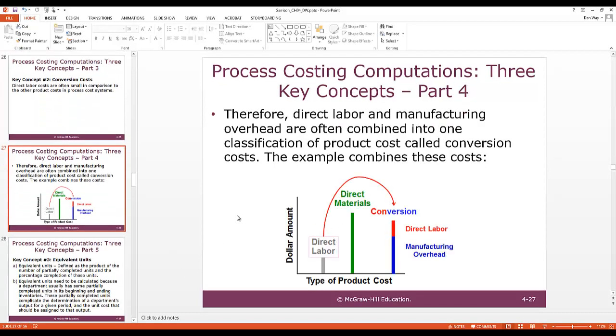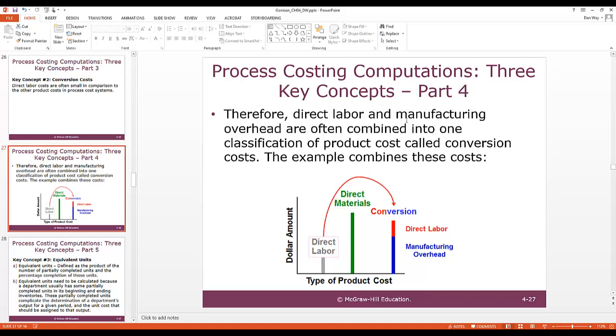So with that in mind, labor and overhead are often combined into one classification of product cost called conversion costs. And we did introduce that term earlier in the semester. So the example here combines these costs. So remember we had direct labor, direct materials, and manufacturing overhead were our three product costs. Labor plus overhead equals conversion. And then while we're here, we can refresh our memory. Direct materials and direct labor, we called those two together our prime cost, right?